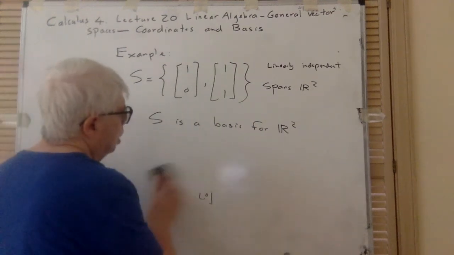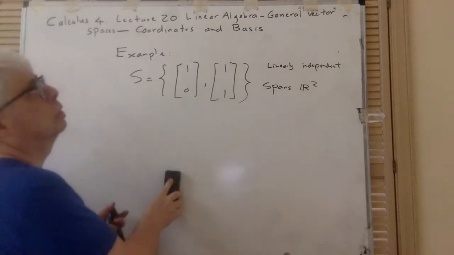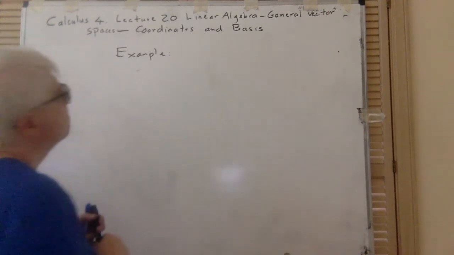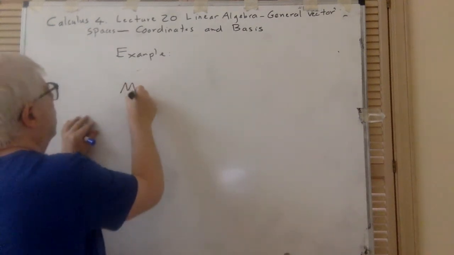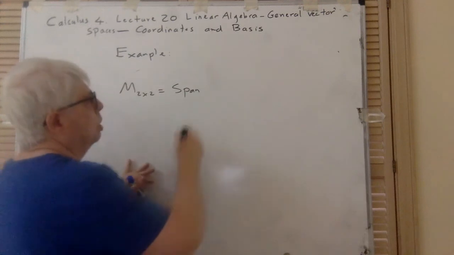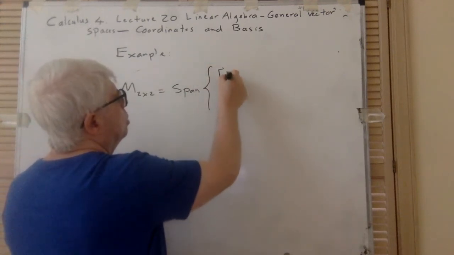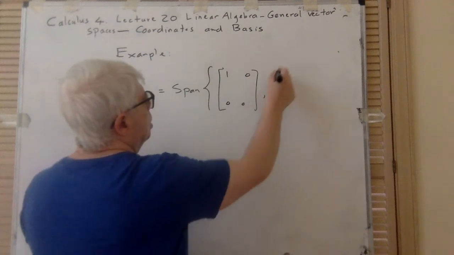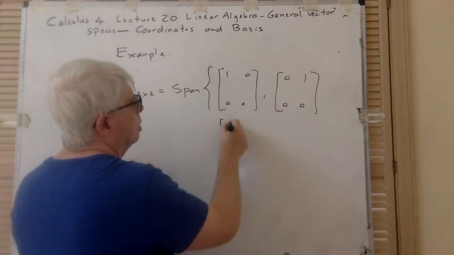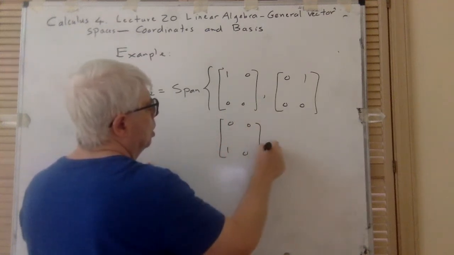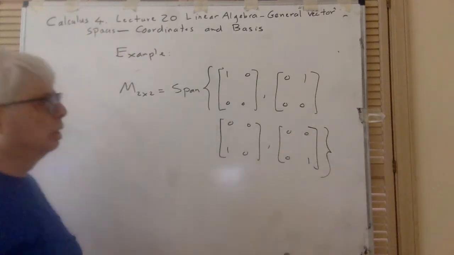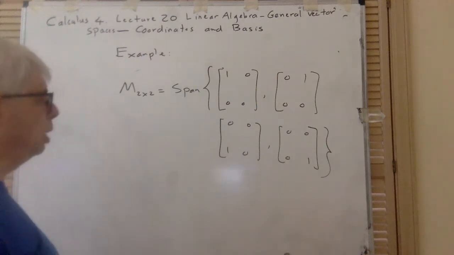So now, let me give a basis for M 2 by 2. That is the span of what? You can guess what I can write here. The standard basis: (1, 0, 0, 0), right? Then put 1 in the next position, just changing the position of 1: (0, 1, 0, 0), (0, 0, 1, 0), and (0, 0, 0, 1). Okay? That is a basis for M 2 by 2.